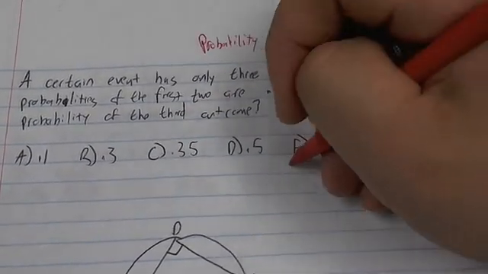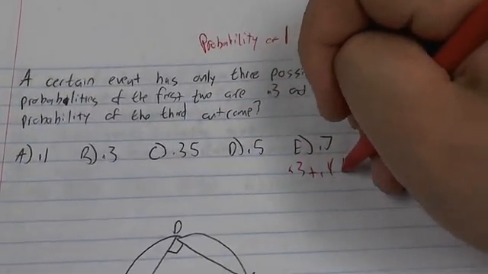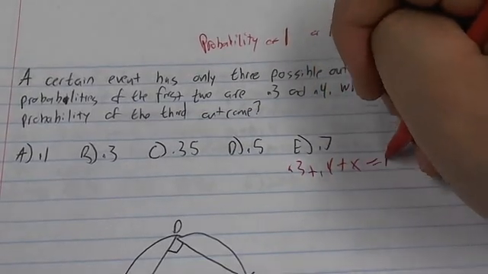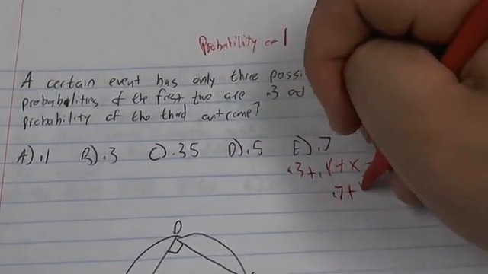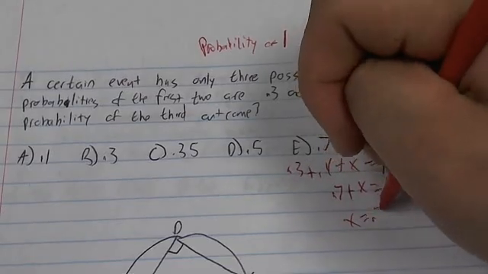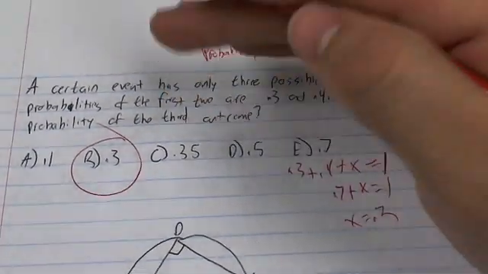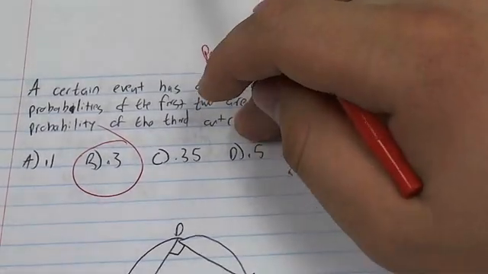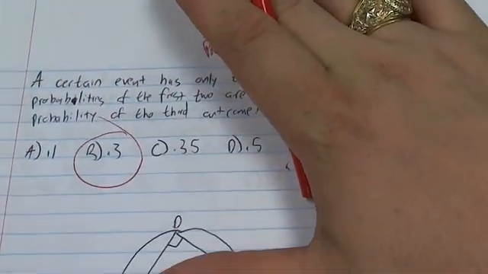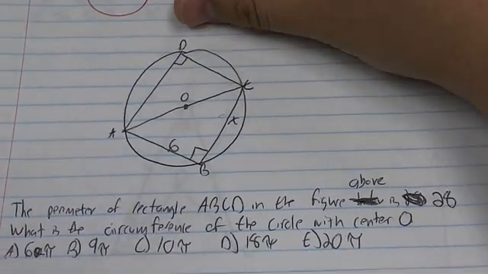So this is 0.3 plus 0.4 plus another probability has to equal 1. So you have 0.7 plus x is equal to 1, so x is equal to 0.3. So the answer is B. Alright, so for all probabilities, they always add up to 1. So that's one thing we have to remember. All probabilities have to add up to 1.